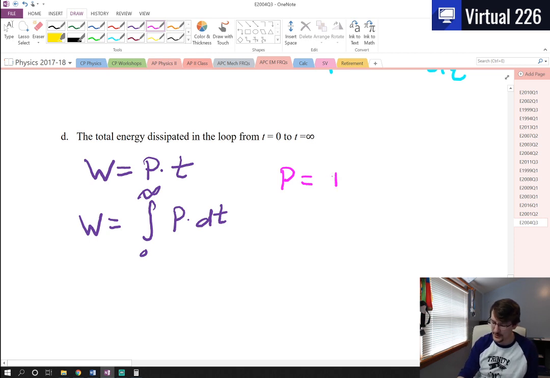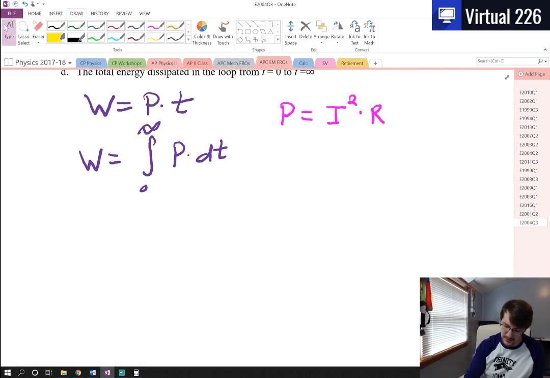One way we can do it here is I squared times r. And we know what that I squared value is as a function of time because we just wrote it above. This is going to lead us to a math nightmare, but it is what it is. It shouldn't actually be that bad because there's just a lot of constants there.